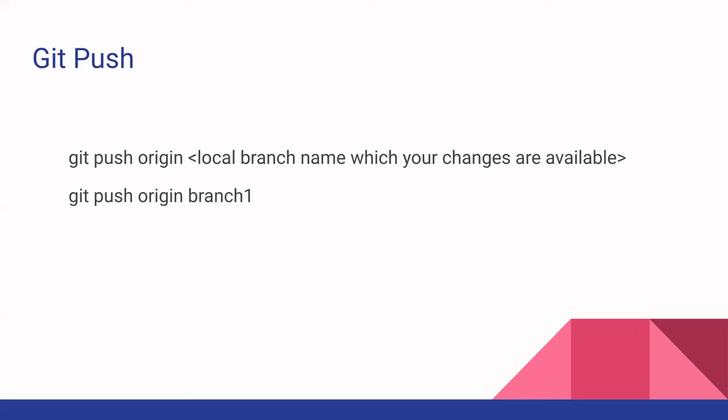Then what is git push? After you have completed all these steps, you can use git push origin and the branch name to send your changes to the remote repository. Here the branch name means you have to provide the current active branch that you were working on in your local repository. So if you were working on branch 1, then you have to type git push origin branch 1.